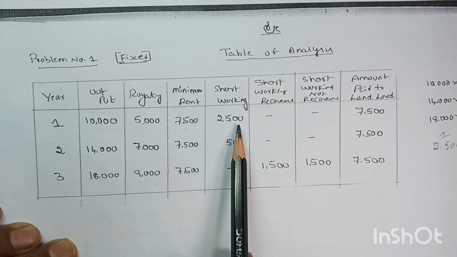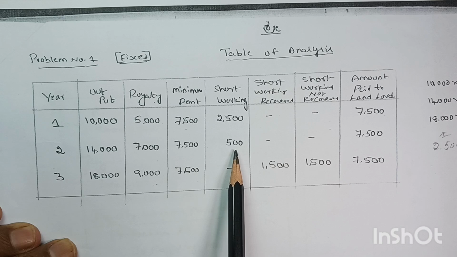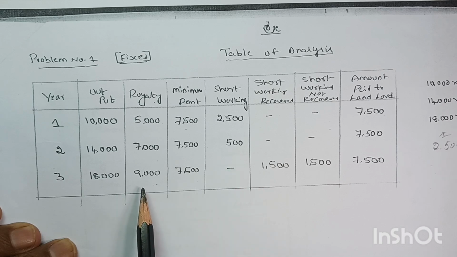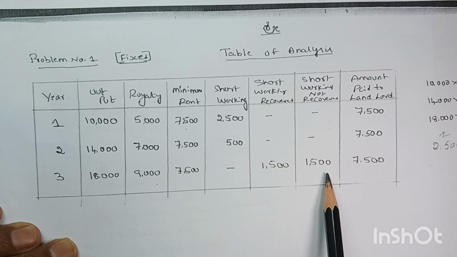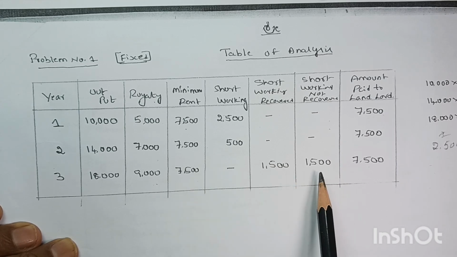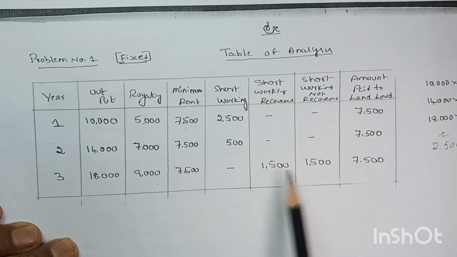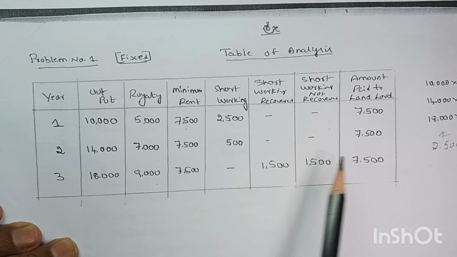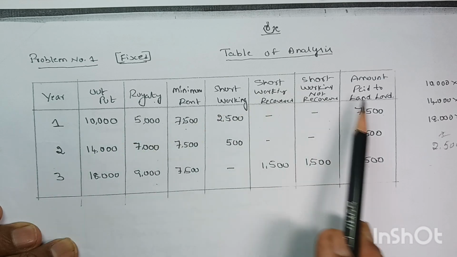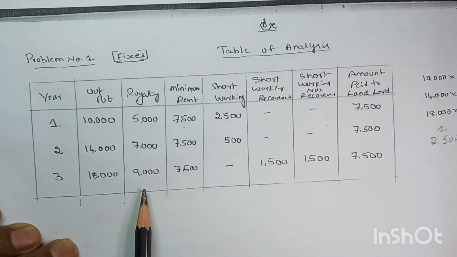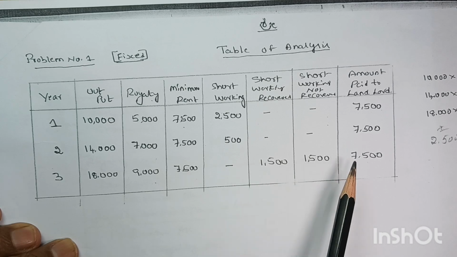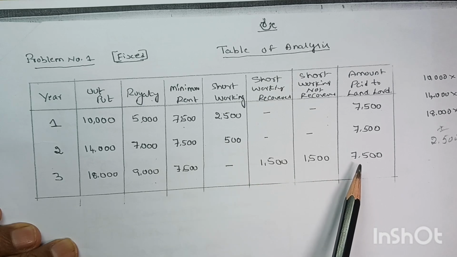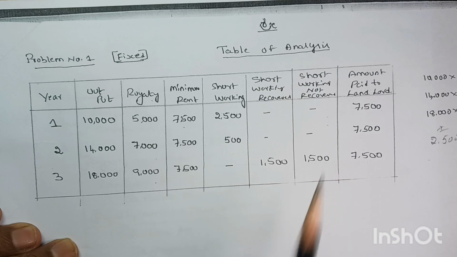Short working in the first year is 2,500, in the second year 500, whereas the third year has an excess of royalty, so you have recovered 1,500. The remaining 1,500 you could not recover, because recoupment is allowed only in the first 3 years, so it will be transferred to profit and loss account. This is the table. For this table, now we have to prepare journal entries in the books of lessee, or what you call tenant. I will show you how we will prepare them.